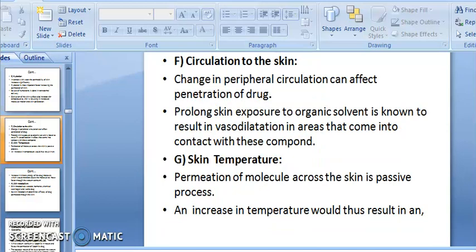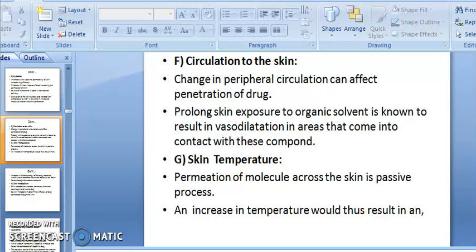Then circulation to the skin. Change in peripheral circulation can affect penetration of your drug. The peripheral circulation of blood may affect drug penetration. Prolonged skin exposure to organic solvents is known to result in vasodilation in areas that come into contact with this compound. Prolonged skin exposure to organic solvent leads to vasodilation.